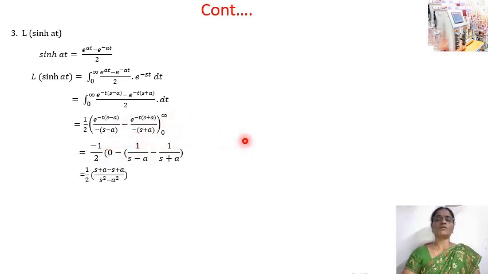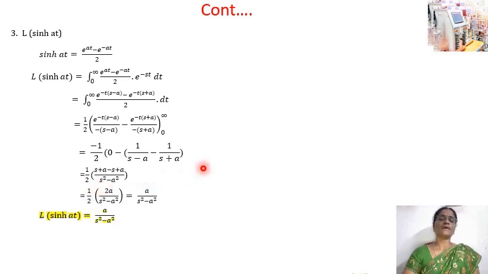Now look at the denominator. It will be in the form of a plus b into a minus b, so you will get the a squared minus b squared form. Again, while solving, the 2 gets cancelled. You will get a upon s squared minus a squared. So the Laplace of sinh at is a upon s squared minus a squared.